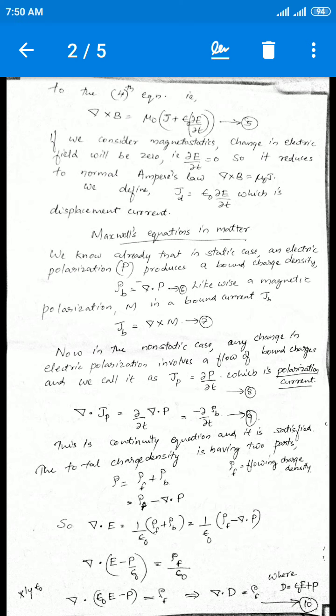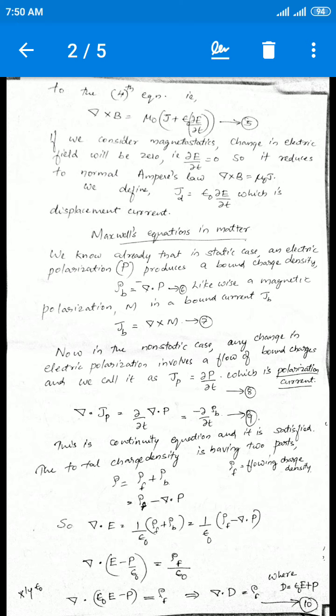Okay. Now we define JD: epsilon 0 dou E by dou T is equal to JD. What is JD? It is the displacement current. So we call this term the displacement current. Okay, so now we know all four Maxwell's equations. First one is Gauss's law.